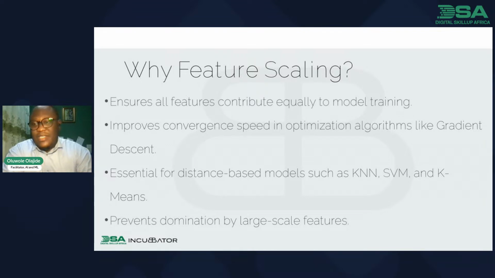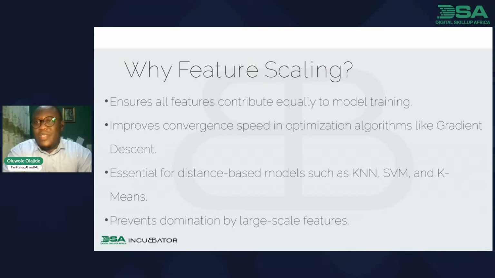One feature is not overshadowing another feature. Then we want to improve the convergence speed and the optimization of our algorithms, like gradient descent. Yes, we need to look at that, because if the features in your data are not well scaled, then you might have problems with the speed of your optimization.